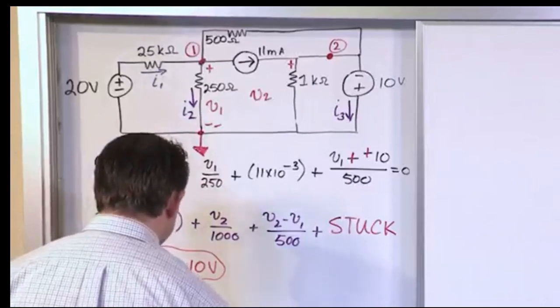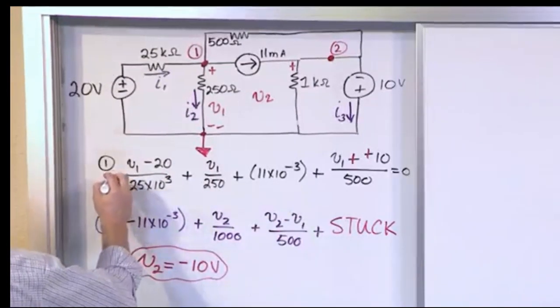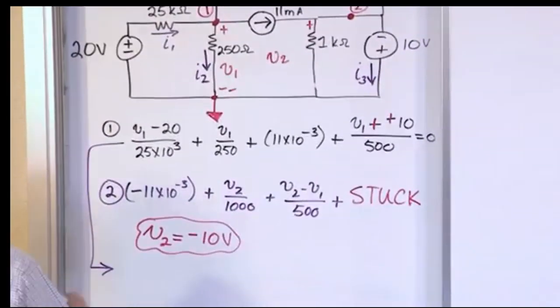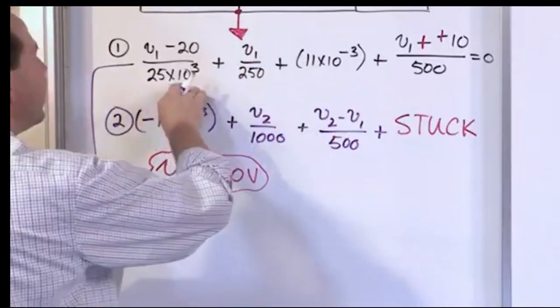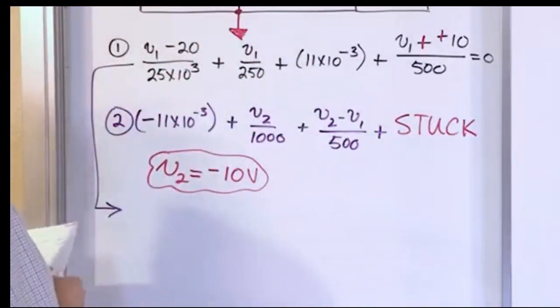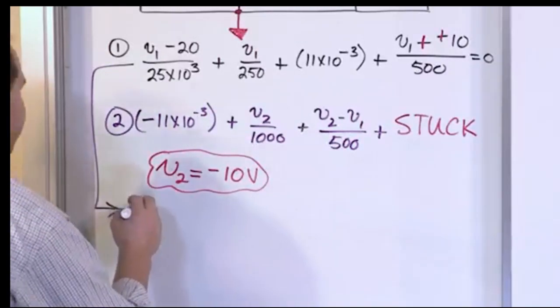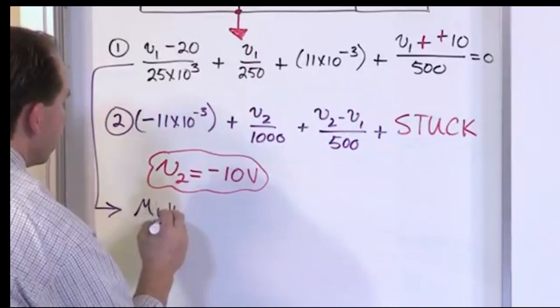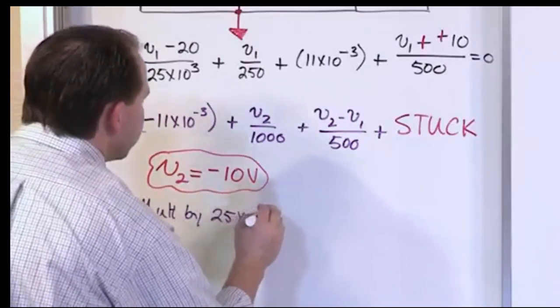Let's take this guy, let's go with purple. We're going to take this equation and we're going to solve it. How are we going to solve it? Well, we've got lots of fractions everywhere. We want to clear these denominators out, and it's not going to be pretty, but let's multiply by 25 times 10 to the positive 3, because that's going to clear the most stuff. Multiply by 25 times 10 to the 3.